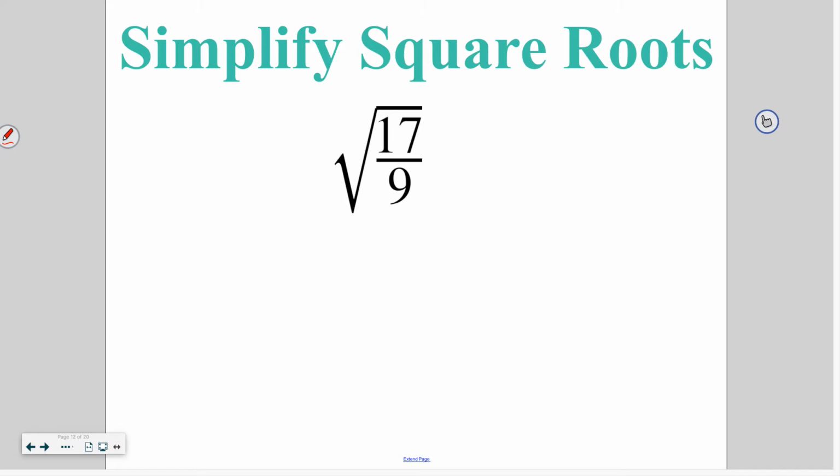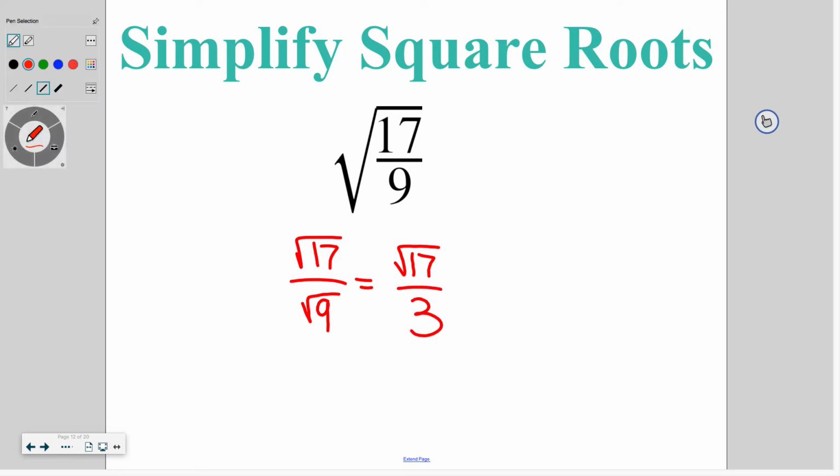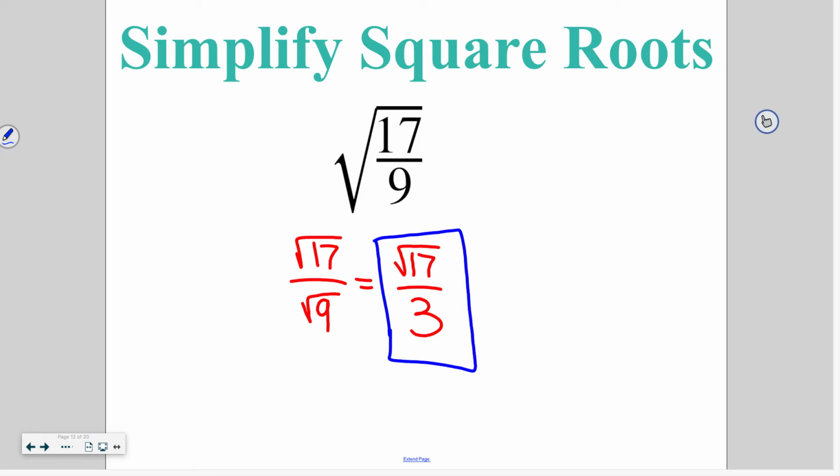Next, we have a fraction to begin with. So we're going to split that up using the quotient property, which is going to give us the square root of 17 over the square root of 9. We can take the square root of 9, so we're going to have square root of 17 up top, over 3. This is an acceptable final answer because there is not a square root in the denominator. It's fine that there's one in the numerator, but we can't have a square root in the denominator.